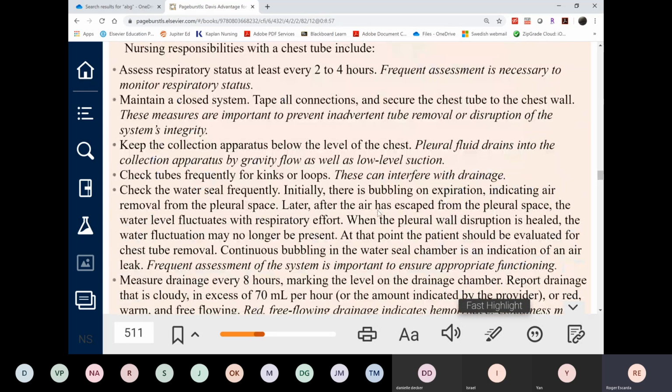Okay, let's go to your responsibility. So what do you do as a nurse? Just like any other respiratory patient, you monitor every 2 to 4 hours, listen to lung sounds. You still have the patient do deep breathing while the chest tube is in. So have them use the incentive spirometer, do deep breathing and coughing exercises, nothing different.